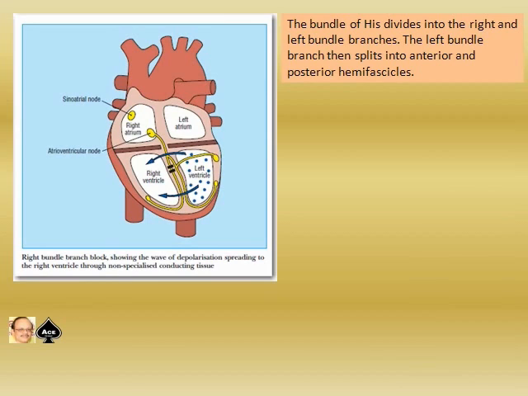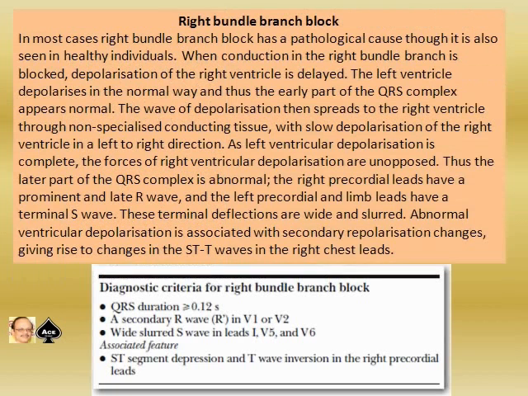And in this picture I am showing the right bundle branch block, showing the wave of depolarization spreading to the right ventricle through non-specialized conducting tissue. The bundle of His divides into right and left bundle branches, and the left bundle branch then splits into anterior and posterior hemifascicles, which I already told you.